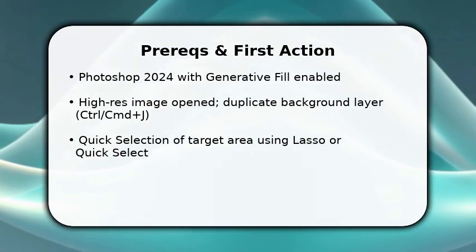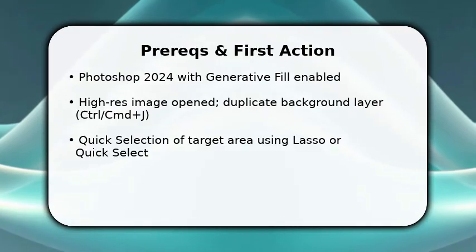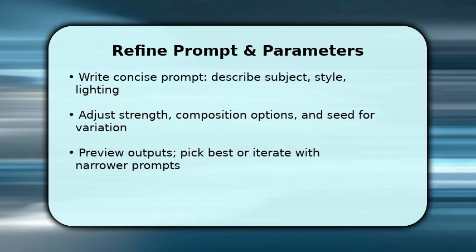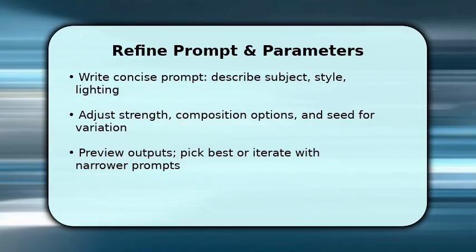Now you refine how Photoshop interprets your intent by writing a clear prompt describing subject, style, and lighting. Short and specific works best. You can tweak strength or composition sliders to balance original pixels versus generated content and change the seed to see different variations. Once you preview options, pick the closest match or iterate.